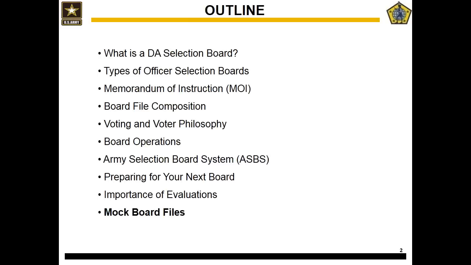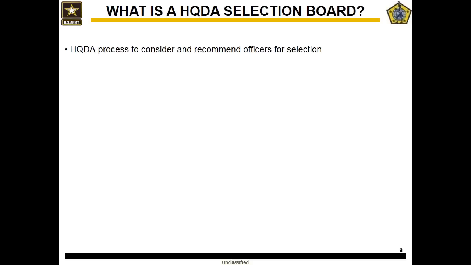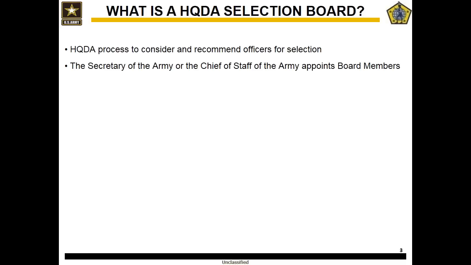First and foremost, what is a DA selection board? A Headquarters Department of the Army selection board is a process that requires senior leaders to consider and recommend officers for selection. Senior leaders are appointed by the Secretary of the Army or the Chief of Staff of the Army to serve on a special duty assignment as a board member. Officers travel to the Department of the Army Secretariat for Selection Boards located at HRC, Fort Knox, Kentucky, to execute their board member duties. Board members are provided guidance and a board mission to select officers to meet the needs of the Army. Example board missions include promotion, separation, school, or command selection.